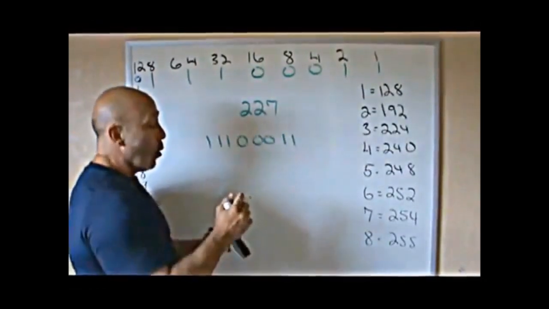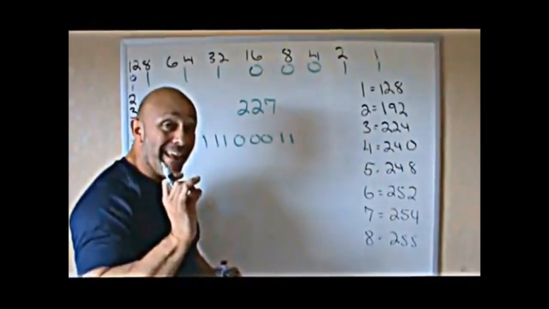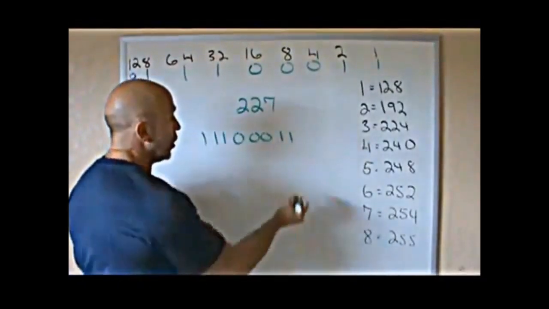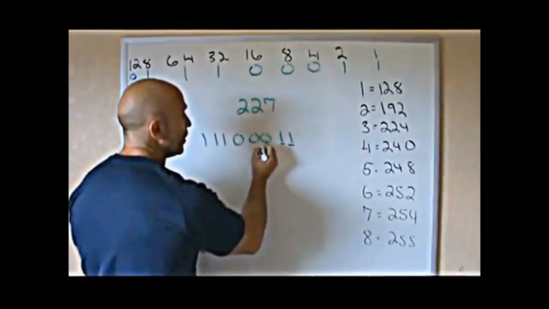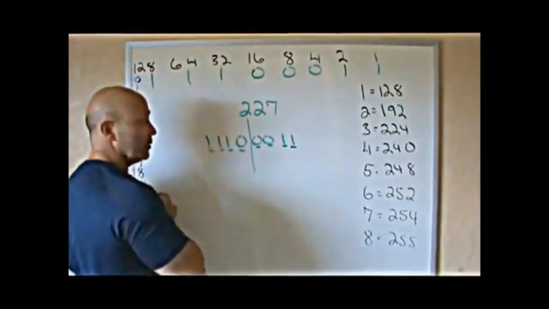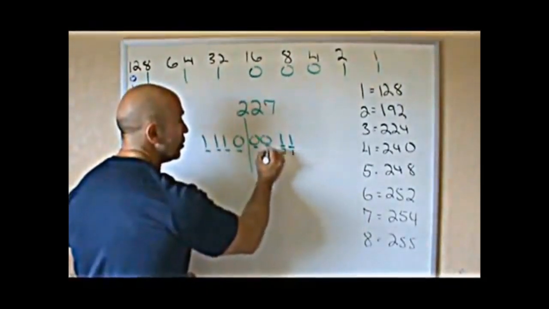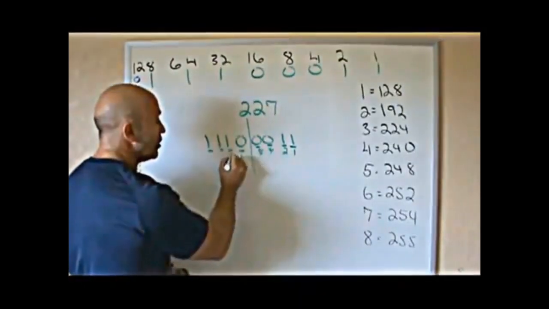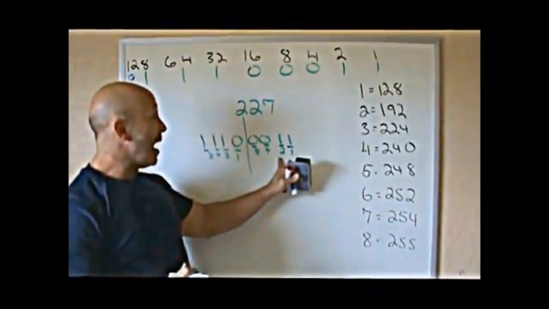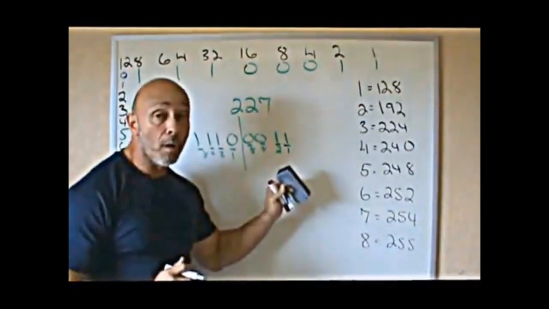Now we need to convert this to a hex number. Remember, each hex digit is 4 bits long. So 1, 2, 3, 4, line, 1, 2, 3, 4. What are their bit values? 1, 2, 4, 8, and 1, 2, 4, 8. Why am I not using this other table? Because the highest bit value here is 15, so I can't go past that.